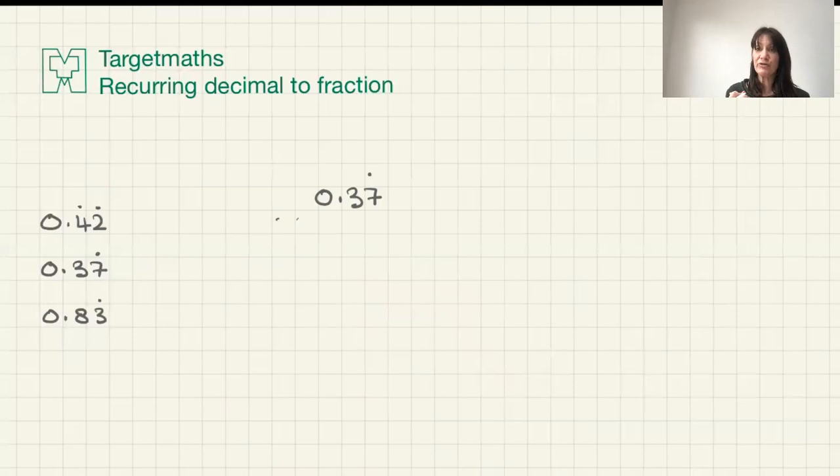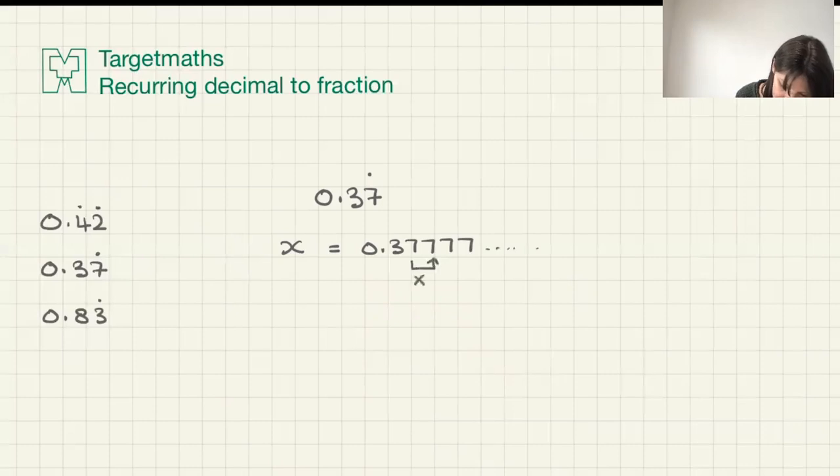If you want another walkthrough, then you are just going to let it play, and I'm going to go through this one a little bit without all the details, so you can see that it does flow really nicely. So I'm going to say the fraction I don't know is equal to 0.3777, and on it goes. I can see the recurring bit is just one place value, so the manipulation is times 10. So I've now got 10x equaling 3.777, and on it goes.